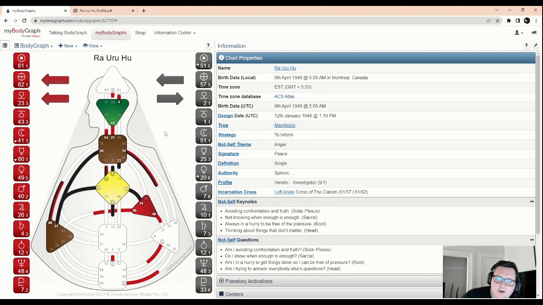So Ra-Uru-Hu, if you don't know who he is, he's the founder of human design. He's the one who discovered it and channeled it and created this whole new system, brought it to the world, which is the system we're looking at right now, human design. So we're looking at the founder of human design through the system of human design. Is what's happening.